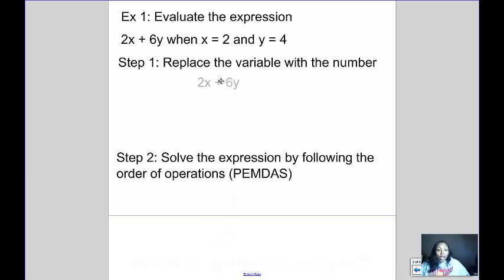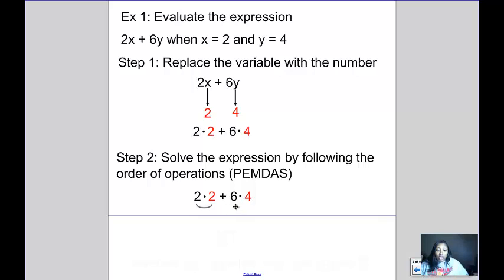So we're going to make sure that wherever we see an x, we're going to replace it with a 2, and then wherever we see a y, we're going to replace it with a 4. And so to solve it, we're going to do 2 times 2 plus 6 times 4. Now we want to make sure, as always, that we're following the order of operations. So we're following PEMDAS. So we've got to take care of the multiplication before we can do the addition.